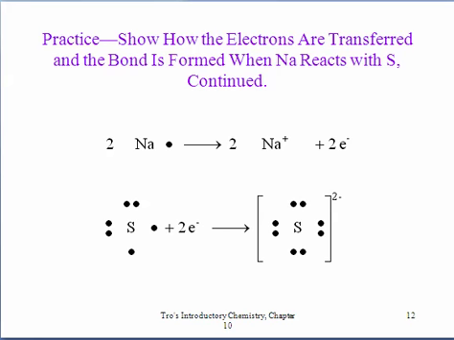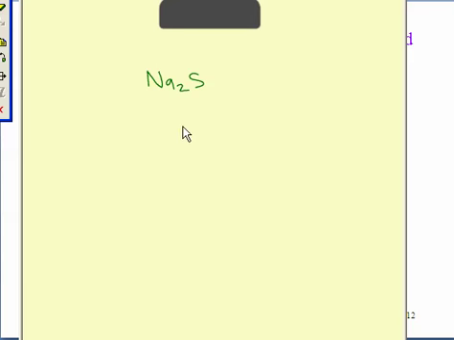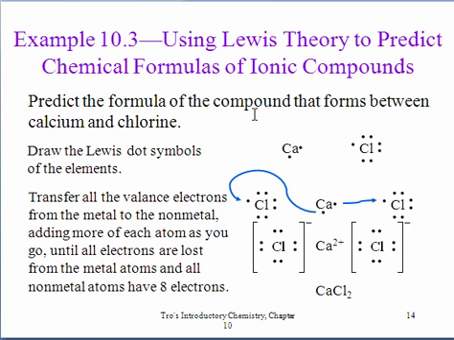So when we look at electrons, we can use that to help us figure out the correct ratio of cation to anion in ionic compounds. So let's look at this and see if we can figure out or predict the compound that forms between calcium and chlorine. Here's the Lewis dot symbol for calcium. Calcium in the second column as an alkaline earth metal has 2 valence electrons. Chlorine as a halogen has 7.